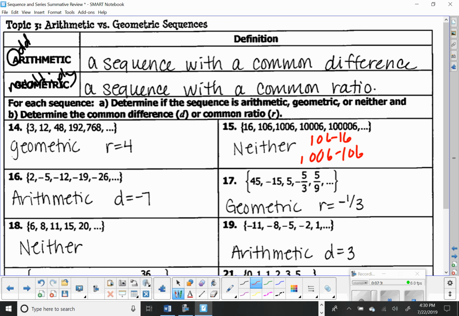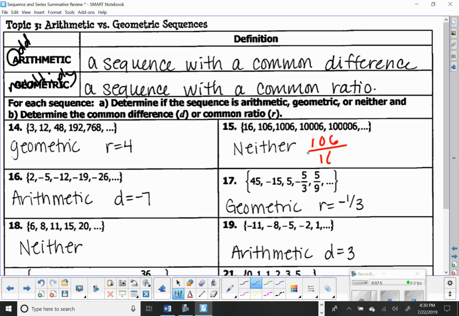Okay, over here, this one you have 106 minus 16, and then you've got 1006 minus 106. You don't even have to figure out the exact values. You know this is less than 100. This is way more than 100. Since these are not the same, you know that it's not arithmetic. So then you move on to check if it's geometric.